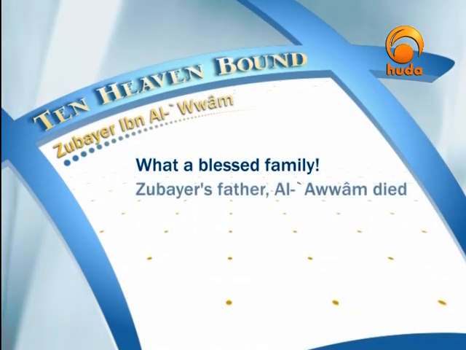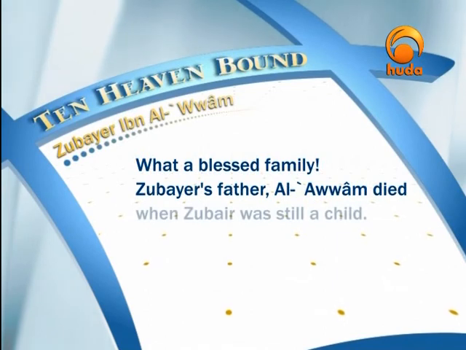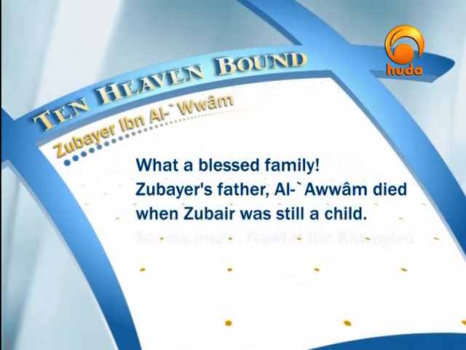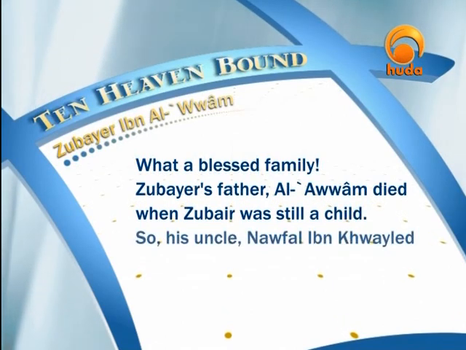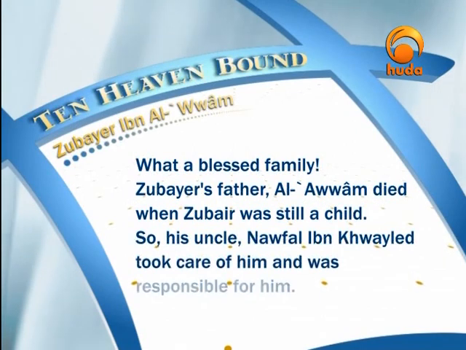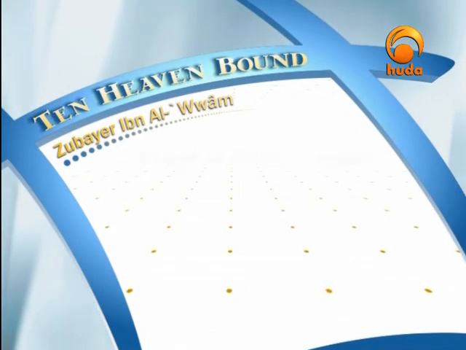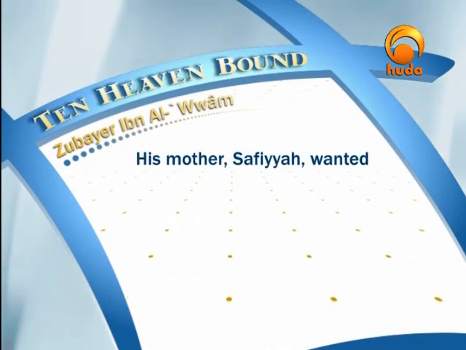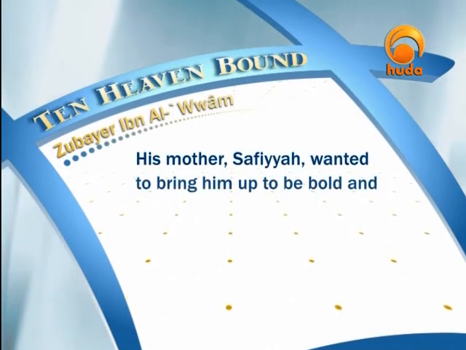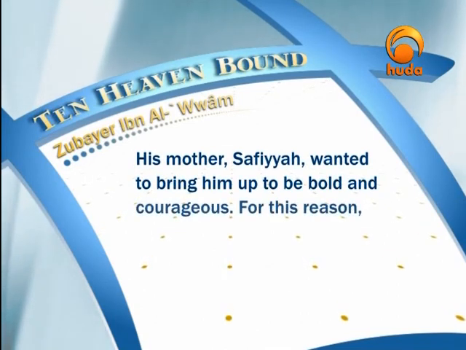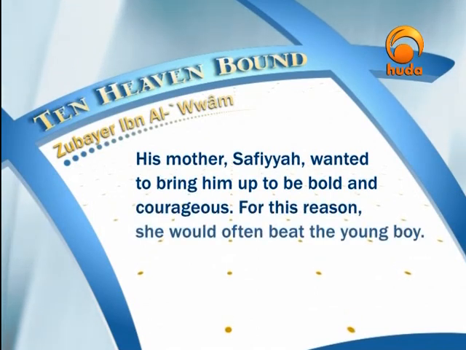Zubair's father, al-Awam, died when Zubair was still a child, so his uncle, Nawfal ibn al-Khuwaylid, took care of him and was responsible for him. His mother, Sophia, wanted to bring him up to be bold and courageous. For this reason, she would often beat the young boy.